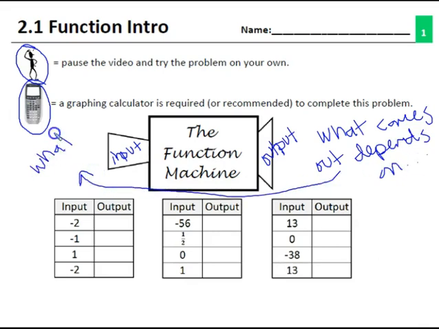on what goes in. So in other words, I couldn't really put in a chicken into this function machine and expect to get out a pair of shoes. I can put in leather and get out a pair of shoes, but I can't really expect to put a chicken in and get out a pair of shoes. So what comes out of this function, this machine, depends on what goes in.